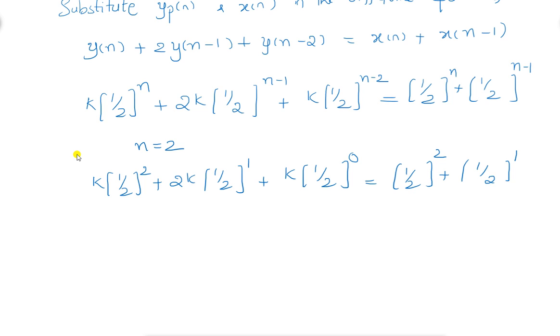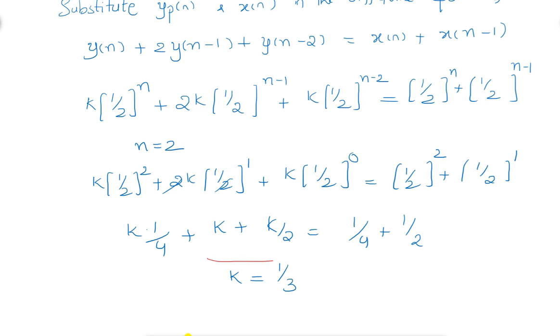Now its value is equal to k into 1 by 4 plus, this 2 gets cancelled, and the value is equal to k, and this is k by 2, which is equal to 1 by 4 plus 1 by 2. After solving this equation, we are getting the value of k. By solving, k is equal to 1 by 3. So the k value is given by 1 by 3.